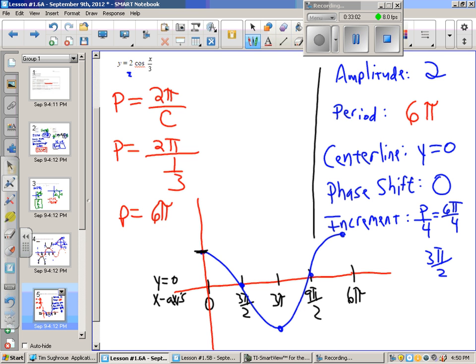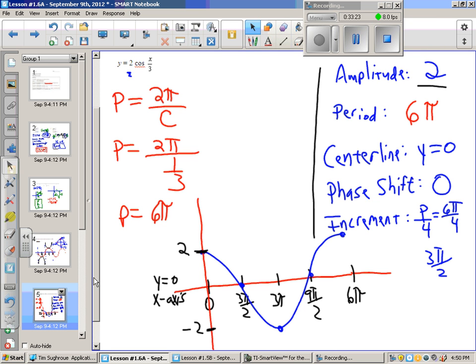The maximum points are going to occur 2 units up from the center line because our amplitude is 2. So if we go up 2 units from 0, we'll go up to +2. If we go down 2 units, we'll go down to -2. There is one period.